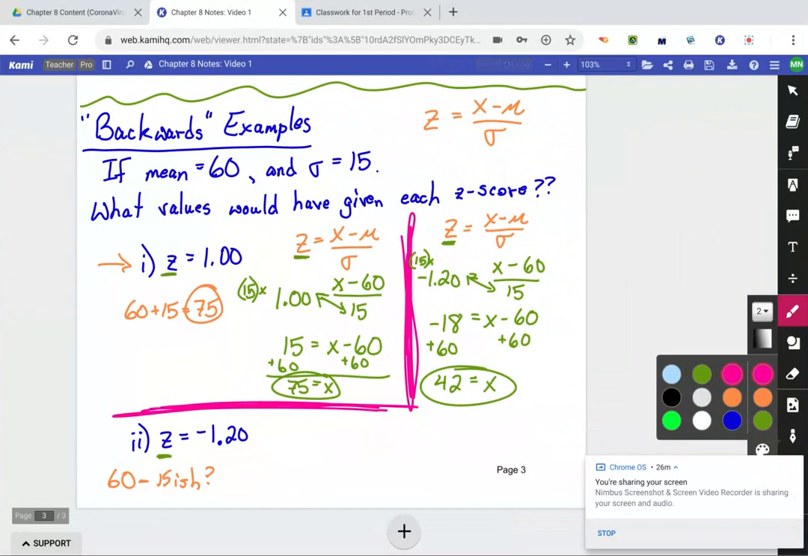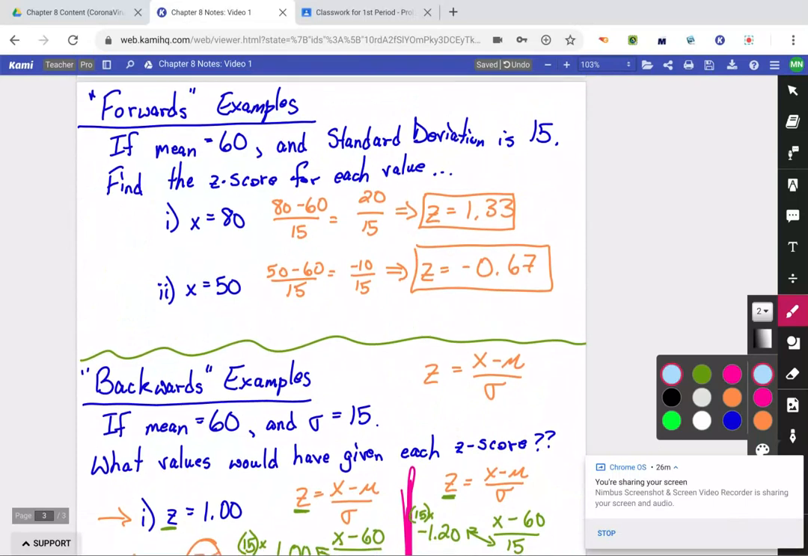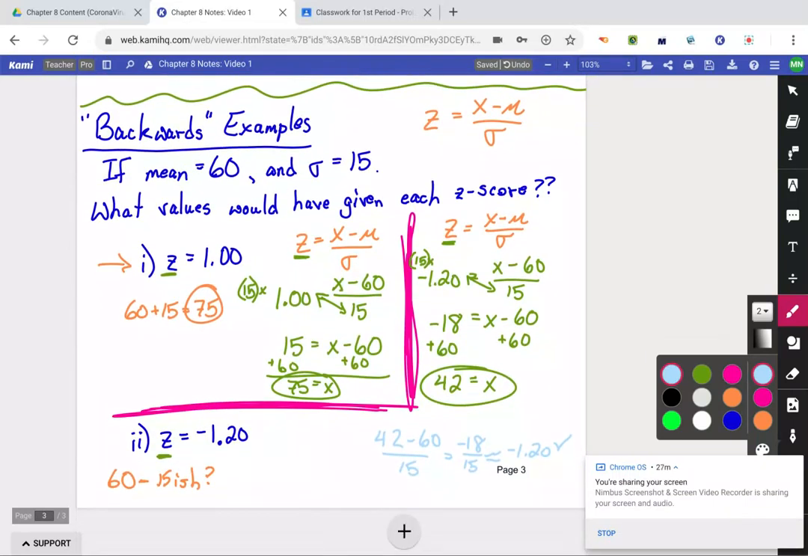But if you wanted to, you could take 42 and do 42 minus 60 over 15. Get negative 18 divided by 15, divide that, and turns out to be negative 1.20, which is what you started with. So you're more than willing to plug it in, make it a forwards example, like the top of the page, and check it. But that's additional work that you don't have to do. That's just verifying. But it's a good check, especially if you get an odd answer, a weird decimal.